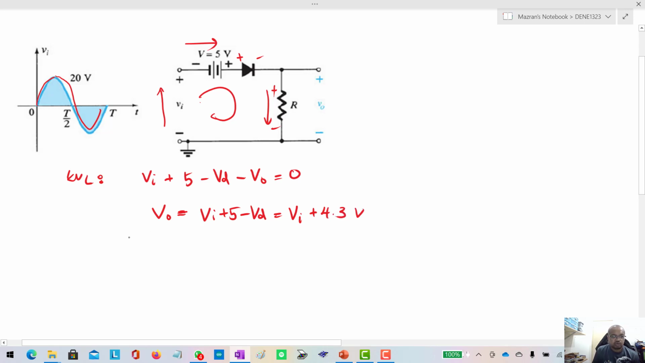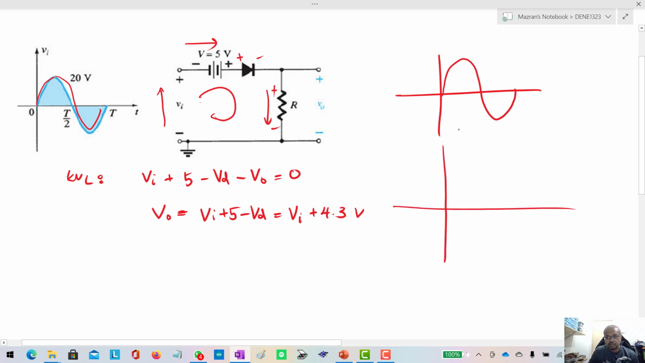Okay, so you need to draw the graph. This is the input, and what is the output going to be? Let's plot the graph for the output. This is the input line, 0 volt line, and then negative, and then 0 volt line. Let me redraw it, this one here is slightly off. This is V out here, against time.